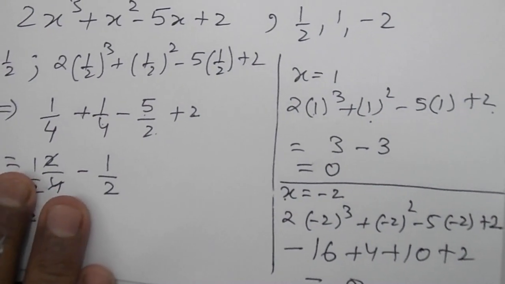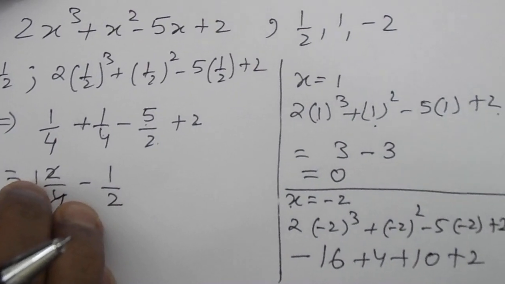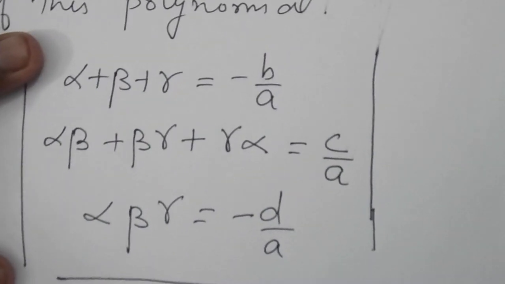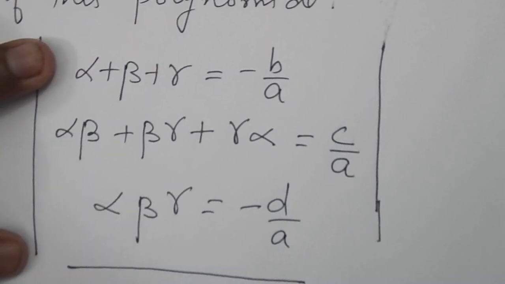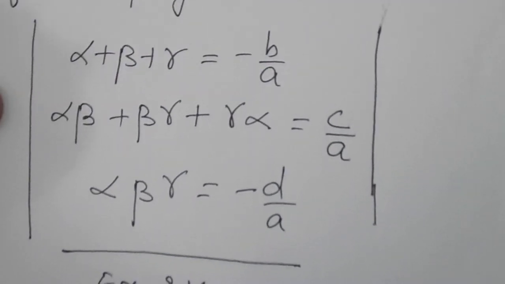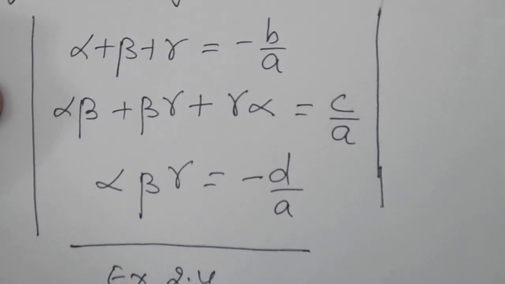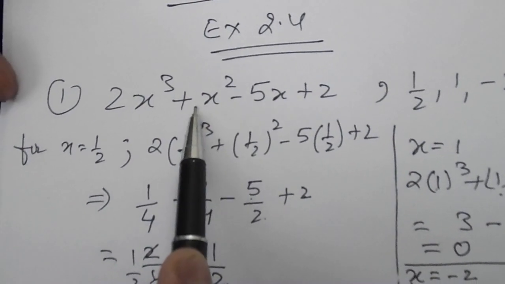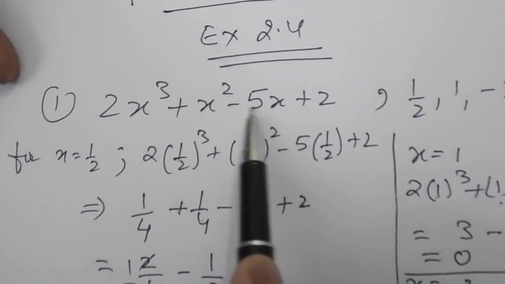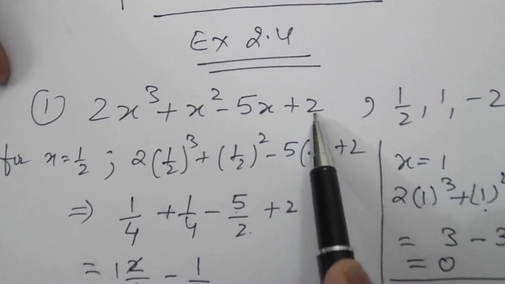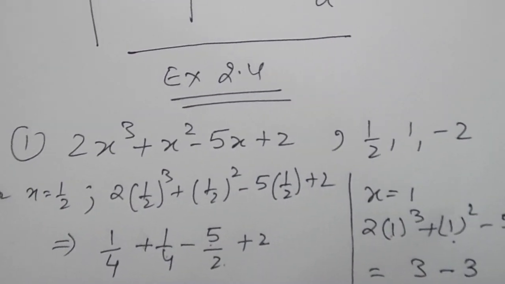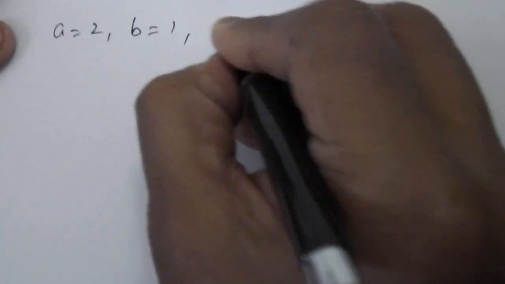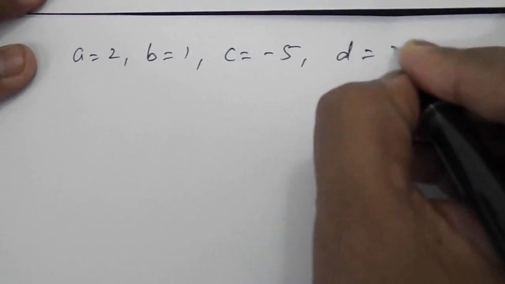Now we verify the relation. Which relations do we need to verify? These three relations that we have shown here. Alpha, beta, gamma are half, 1 and minus 2. In 2x cube plus 1x square minus 5x plus 2, 2 is A, 1 is B, minus 5 is C, and D is 2. So let us verify this relationship. First of all, we write down A is 2, B is 1, C is minus 5, and D is 2.